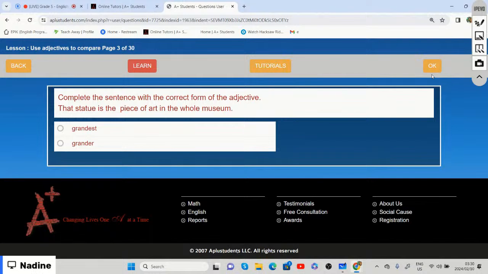All right. So now we're going on to the next one that says, that statue is, do we say is the grandest piece of art in the whole museum? Or that statue is the grander piece of art in the whole museum?